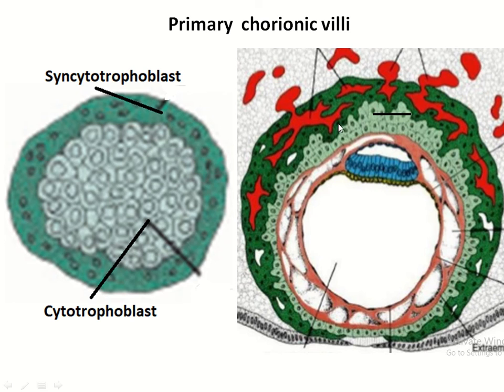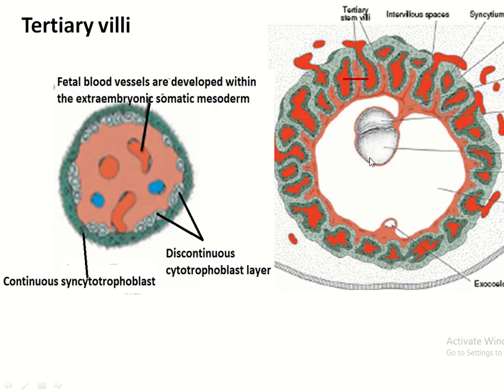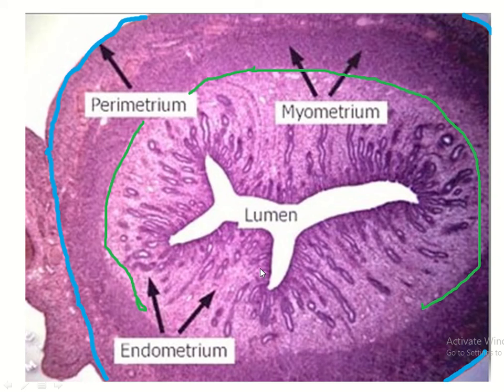You see, there is a space within the syncytiotrophoblast known as the lacunae, and this lacunae is filled by the maternal blood. You see, this is the maternal blood and this is the fetal blood. So here is the location of fetal blood, and this is the location of maternal blood. So the fetal blood is separated from the maternal blood only by syncytiotrophoblast.